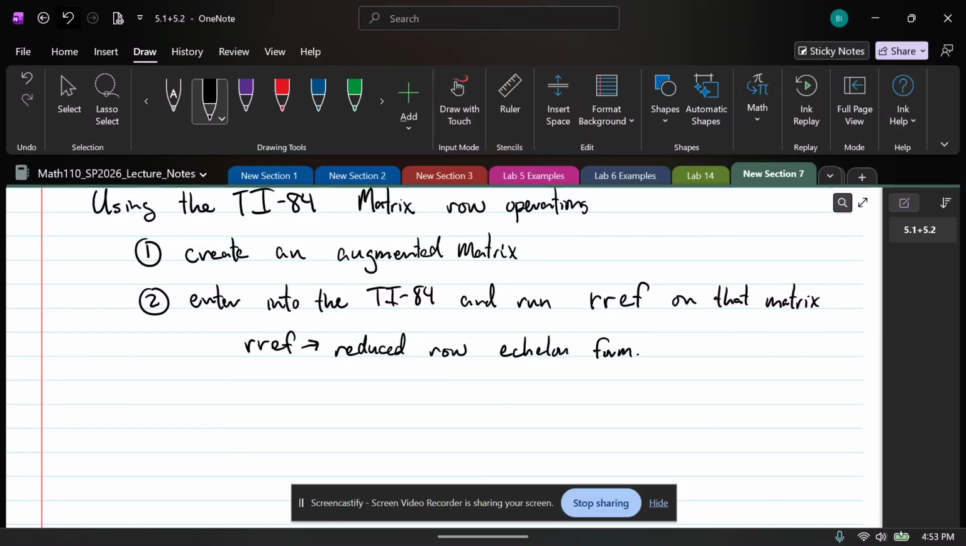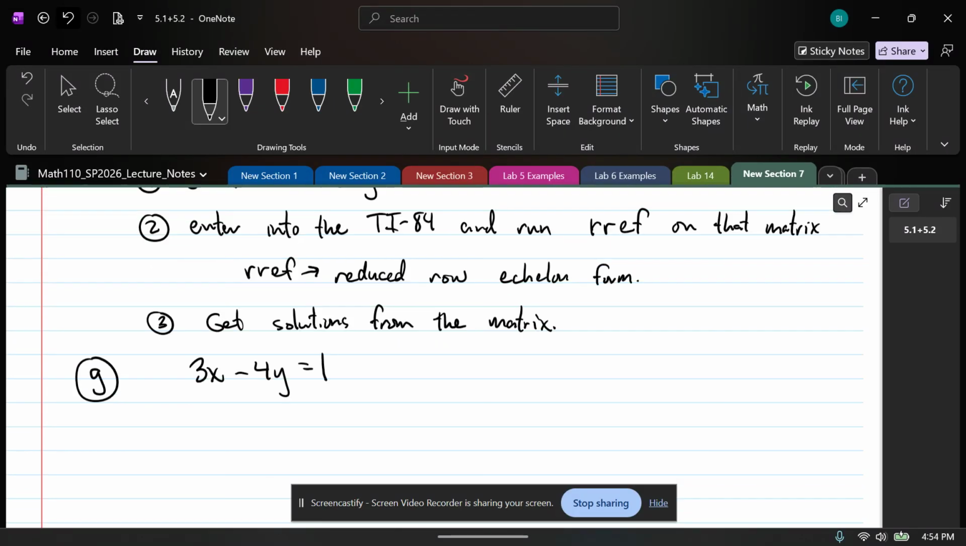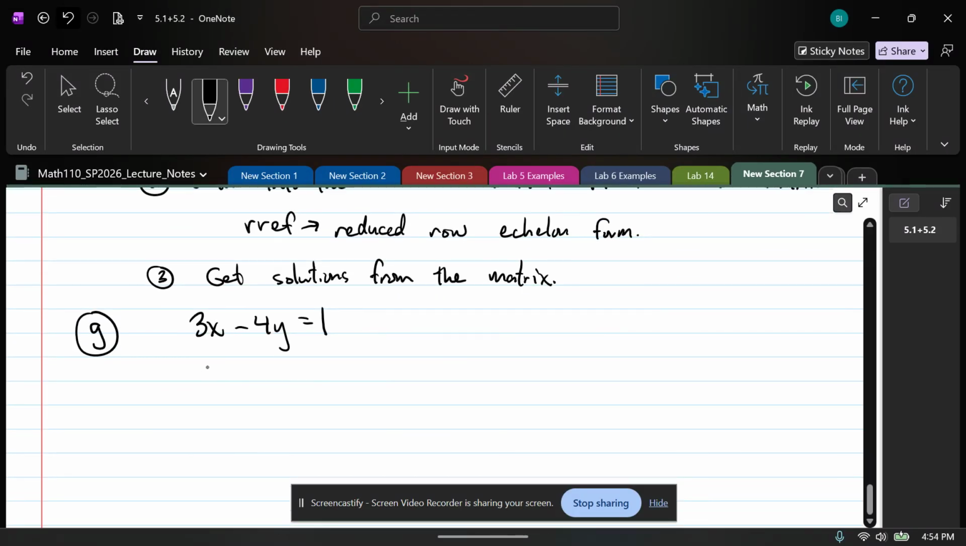All right. Step 3, get solutions from the matrix. So here's our first system. 3x minus 4y equals 1. 5x plus 2y equals 19.